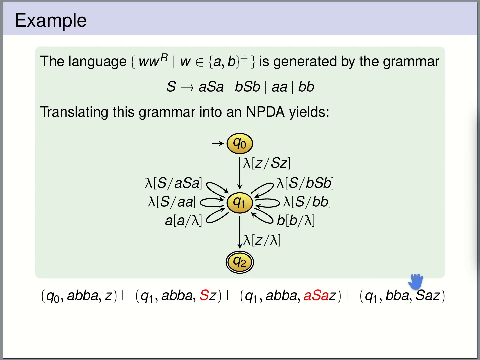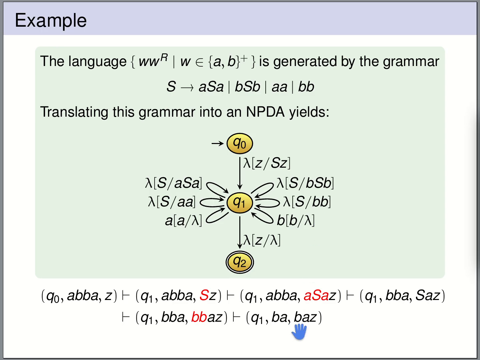Now we have again S on top of the stack, so we again can choose between these 4 transitions. We have to choose this transition because we want to replace S by BB on top of the stack. So now S gets replaced by BB on top of the stack. Now we have a B on top of the stack and a B in the input. We use this transition which consumes a B from the input and removes B from the top of the stack.